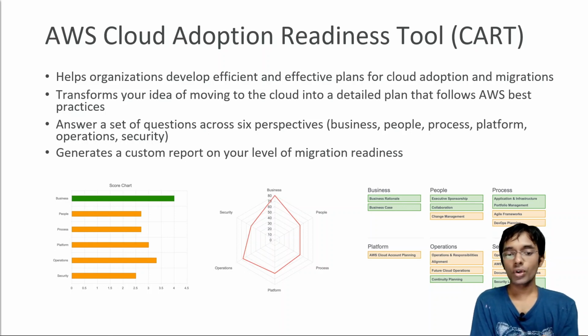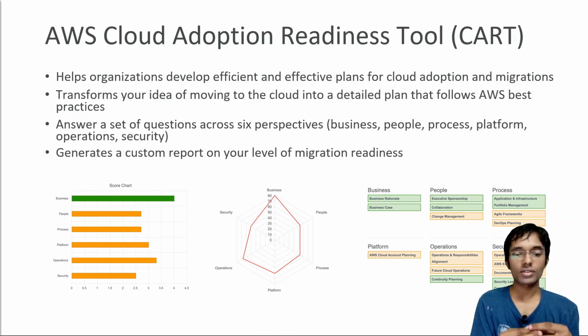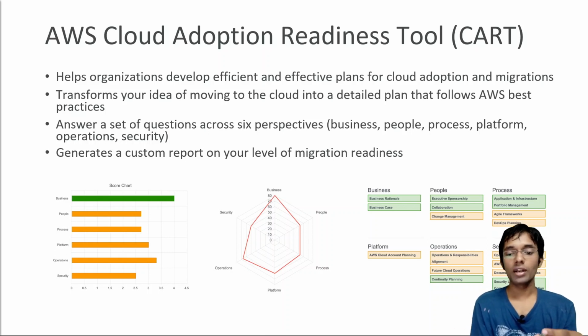Okay, so here is a small lecture on the AWS Cloud Adoption Readiness Tool, or CART, and this is a tool that helps organizations develop efficient and effective plans for cloud adoption and migrations. So you are going to get a score chart like the one given in the diagram below. The idea is that you want to transform your idea of moving to the cloud into a detailed plan that will follow the best practices from AWS.